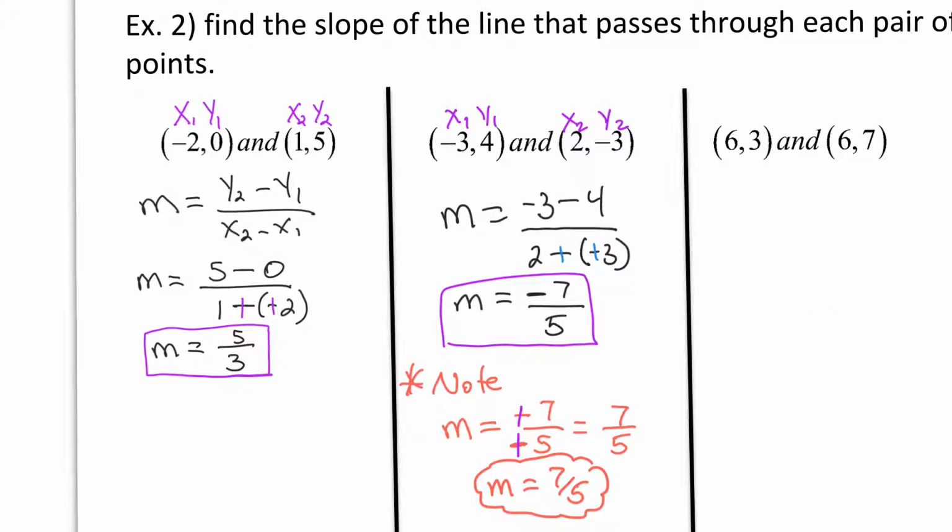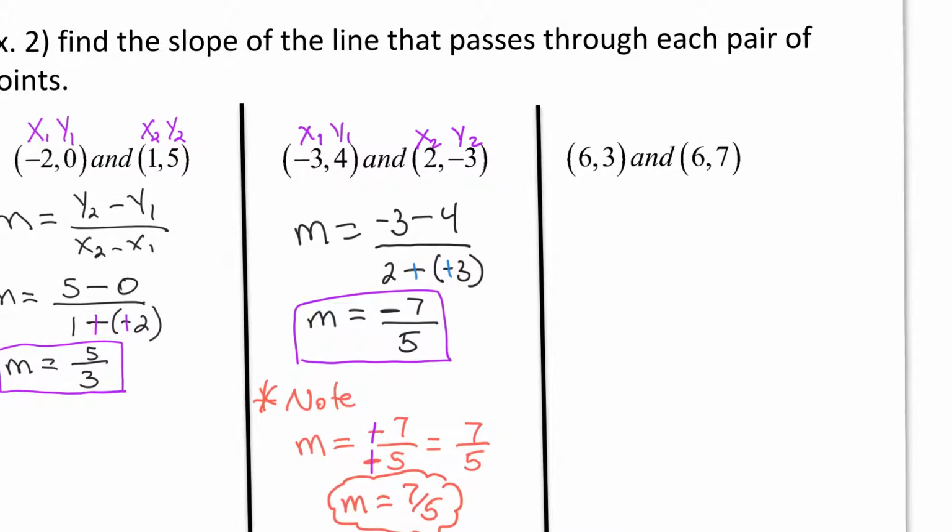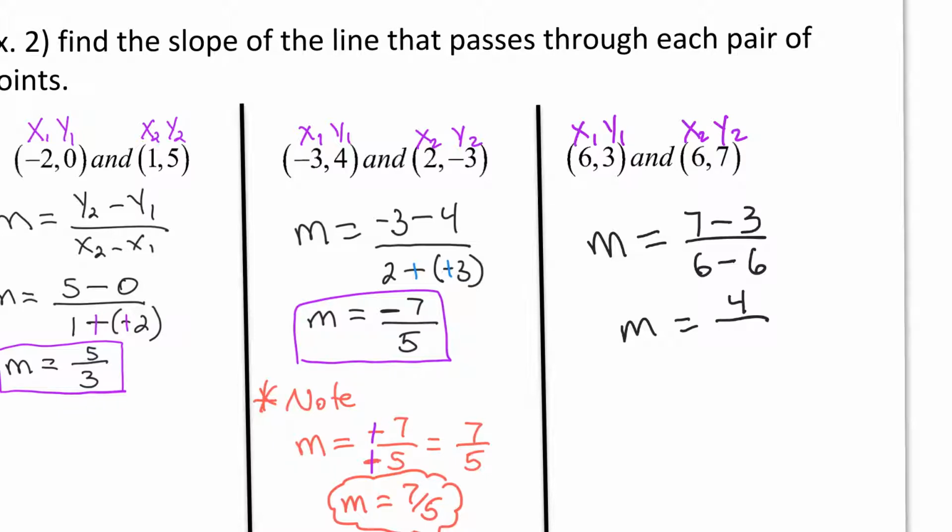Okay, so let's do one more. And that's going to conclude my video after this one. But let's go ahead and label the numbers. So this is x1, y1, x2, and y2. So I'm going to substitute the values. y2 is 7 minus y1 is 3 divided by x2 is 6 minus x1 is 6. So let's do the top. 7 minus 3 is 4, and the bottom, 6 minus 6 is 0.